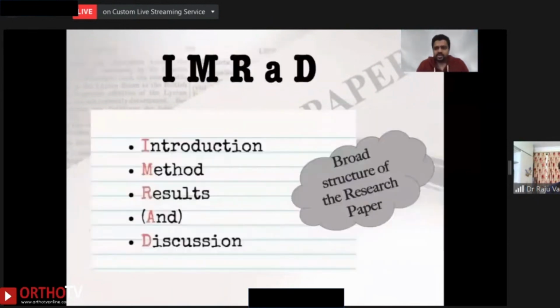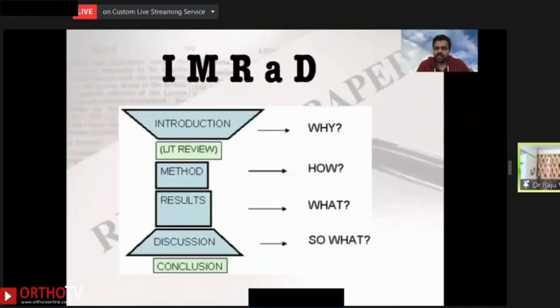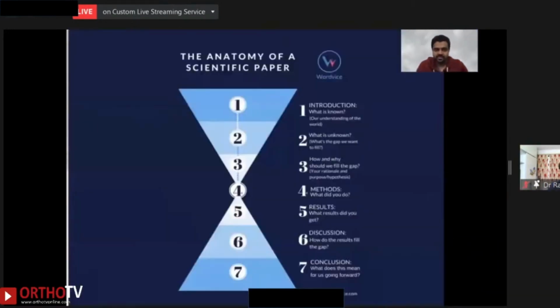So the broad structure of the research paper is the IMRAD. There's the introduction, methods, results, and discussion. The introduction refers to the why: why this particular research? Methods is how: how are we going to do this research? Results will be what are the results, and the discussion is the so what. Okay, these are my results. So what? How should I compare with the rest? And then we conclude with a conclusion.